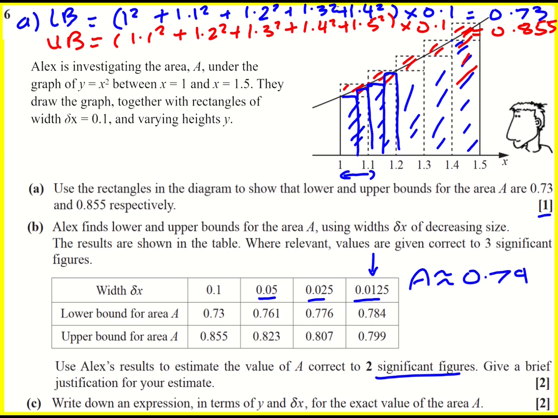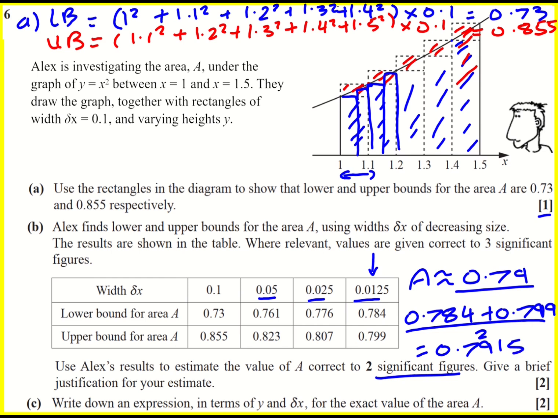So 0.79 seems to be the one to go with. We don't know for sure whether it might round up to 0.8 maybe, but yeah, this is a good answer. Give a brief justification. Well, it's essentially halfway in between. If you take 0.784 and add 0.799, but basically find the mean, then this actually gives, I've done this one earlier, 0.7915.